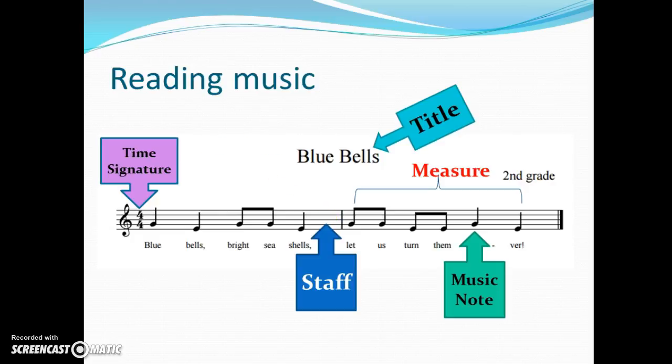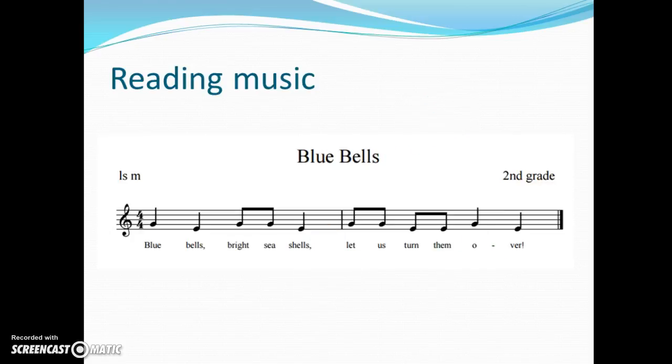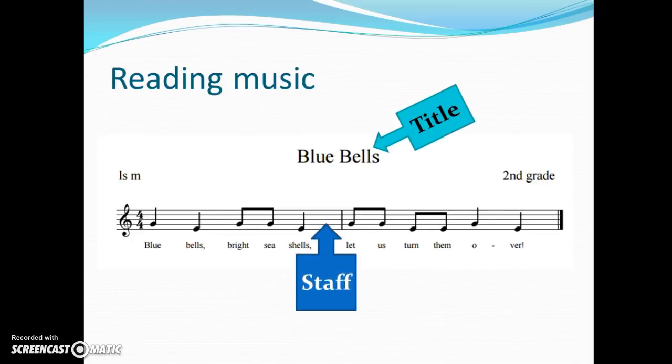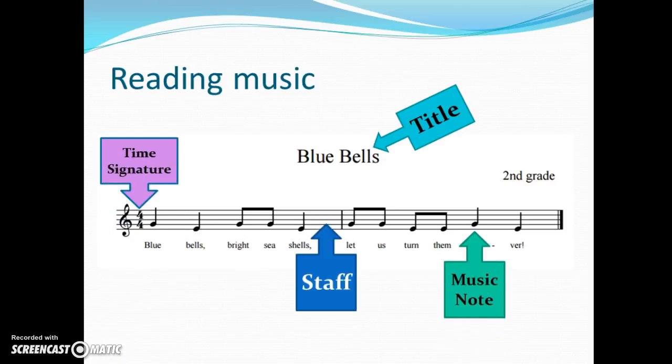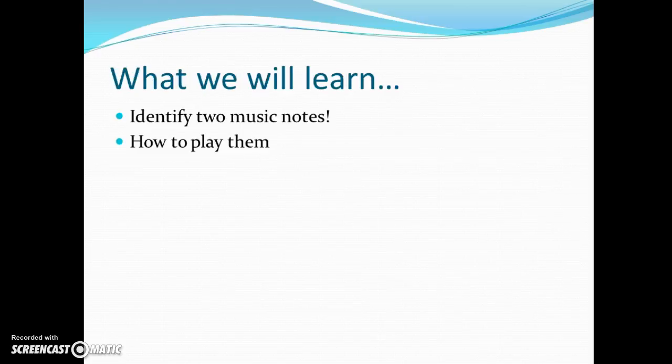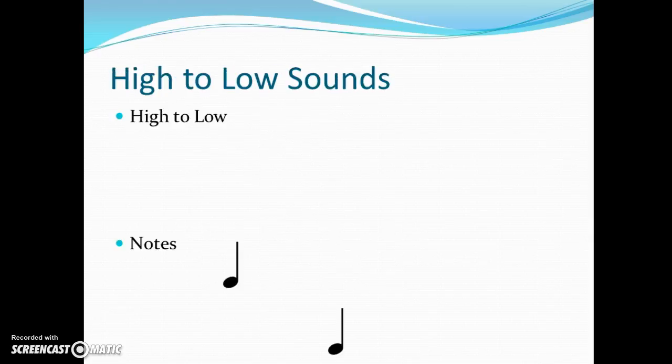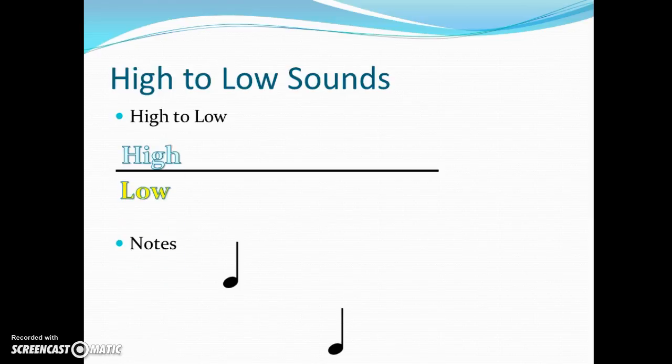So when we look at reading music, we have all of these fun facts that we've learned so far in Unit 3. We have our title, our staff, the music note, the time signature, the measure, and the bar line. We will be working with this throughout the next units to keep finding these to make sure we know where they are. And so what we're going to look at today is 2 music notes on the staff and how to play them. When we look at our high to low sounds, we have this line and we have our high and low sounds. And we know that when we replace those with notes, we have high to low notes.